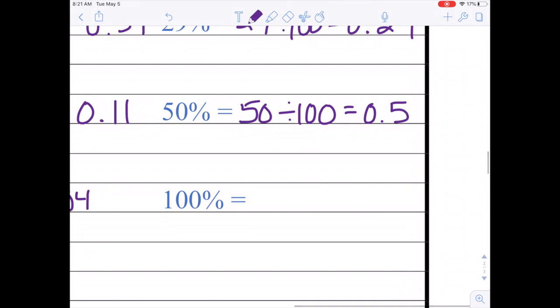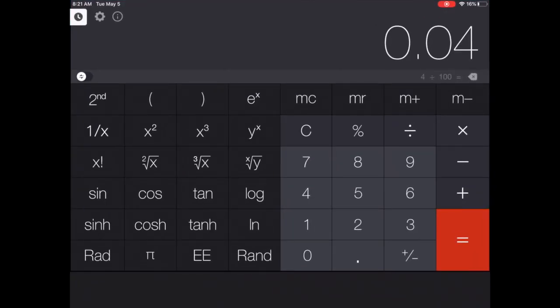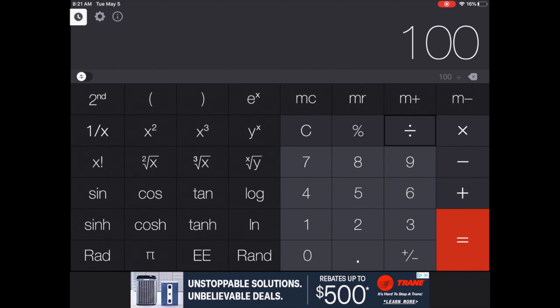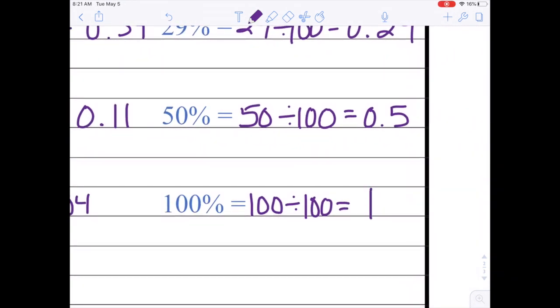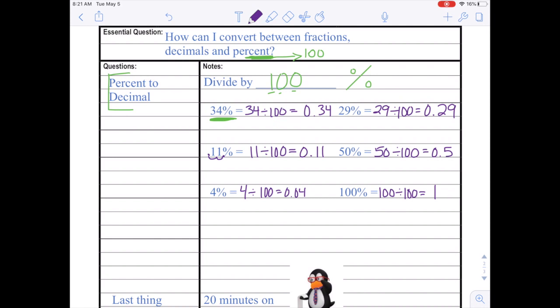Our last one is 100 divided by 100. You might already know this math fact. And that would be 1. So whenever we're going from a percent to a decimal, we are just going to divide by 100 because we're trying to make it smaller. A decimal is much smaller than a percent, and divide helps us make things smaller.